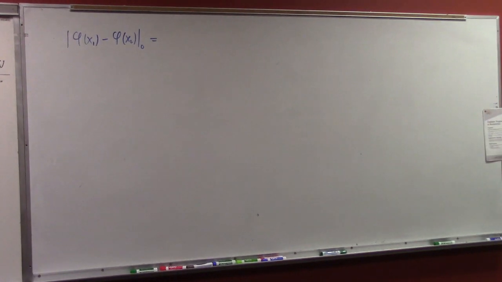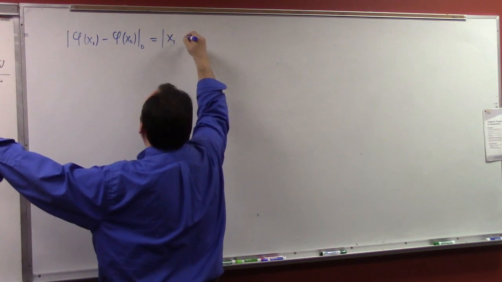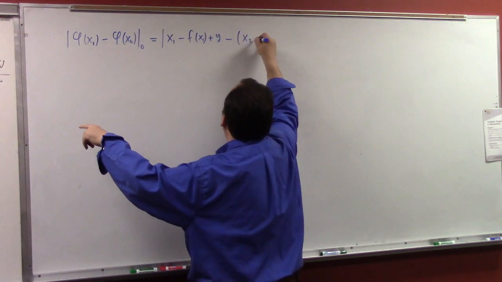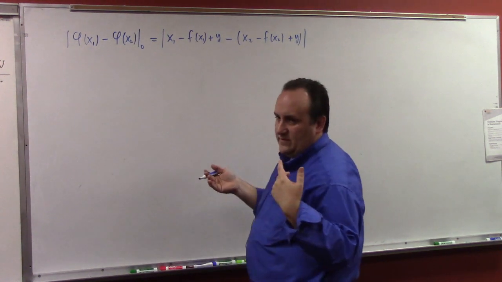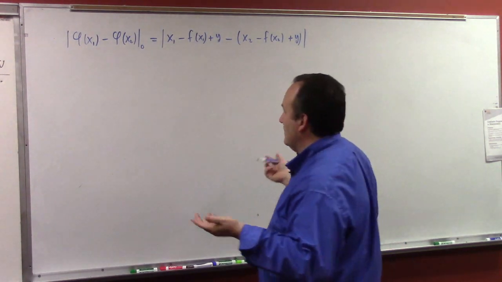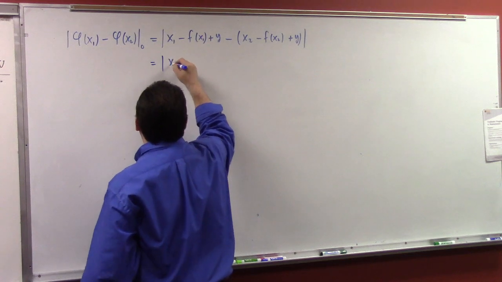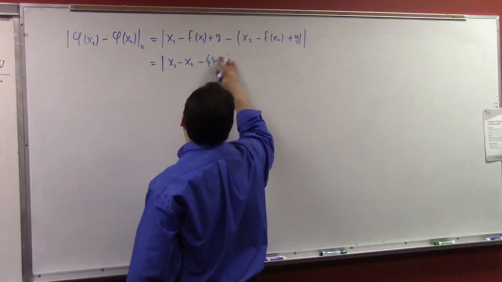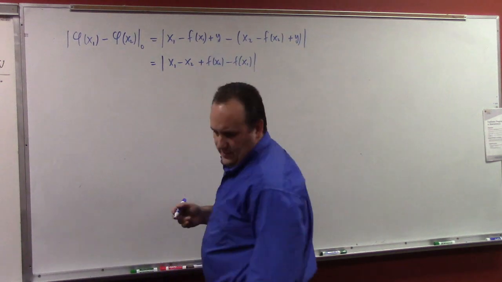All right, so then this is what? We do x1 minus f of x1 plus y, minus x2 minus f of x2 plus y, right? As you can see, there was no danger of confusion because the fixed but arbitrary y that's defining the contraction mapping cancels, and you're just left with x1 minus x2 minus parentheses f of x1, or I guess you could write plus f of x2 minus f of x1.